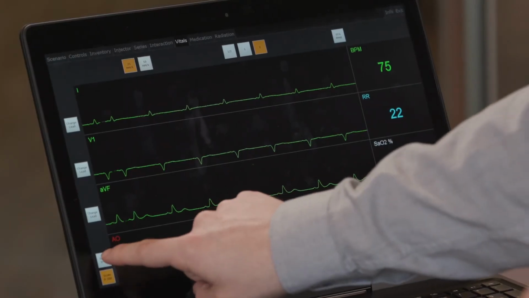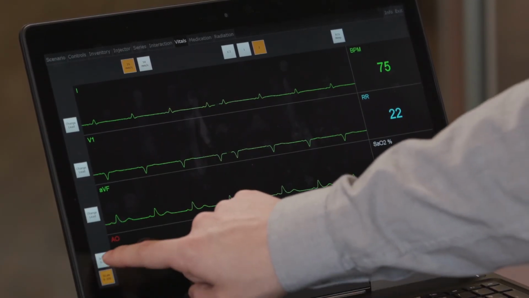Finally, if I have a catheter in the system, the AO pressure curve will be showing. I can change the scale by hitting these 2 scale buttons over here on the left bottom side of the screen as well.